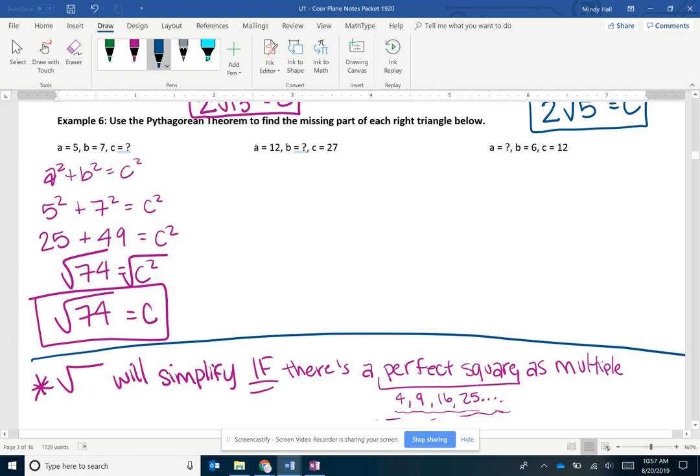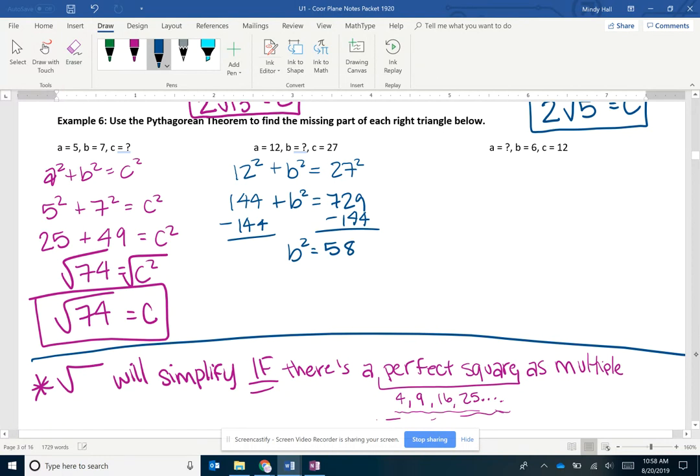So moving on. Now I have a c, but I don't have a b, but it doesn't change the formula. 12 squared plus b squared equals 27 squared. 12 squared is 144. B squared we don't know yet, but 27 times 27 is 729. So then we can subtract that 144, and we get b squared equals 585. And when you take the square root, I'm just, again, going to do a quick check. 585, don't think it's divisible by 4. Nope, can't.